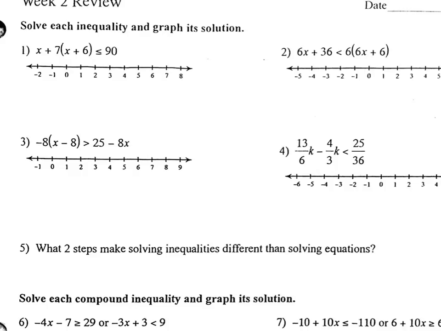All right, so I'm going to dive right into this first section. I'm actually going to answer question 5 first. This is an actual question that I have put on a test before. The two things that make inequalities different is that the variable has to end on the left, and when you multiply or divide by a negative, the inequality symbol flips around.